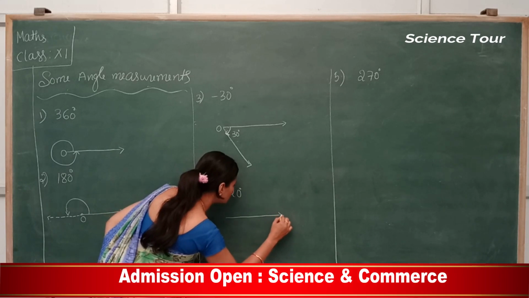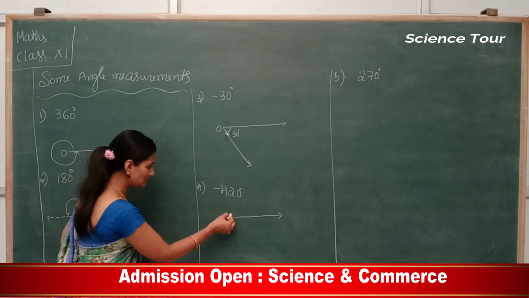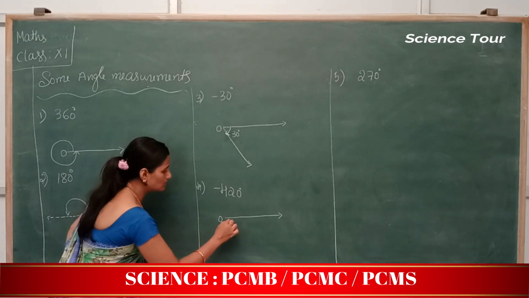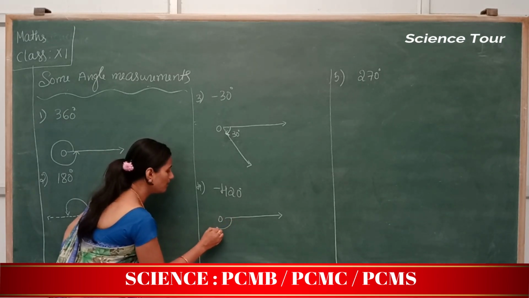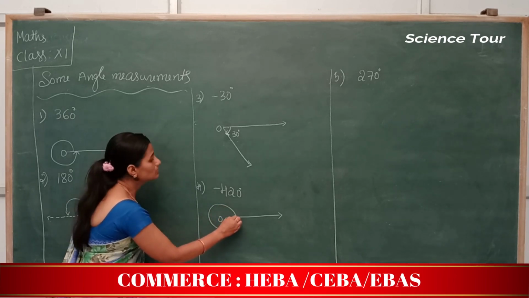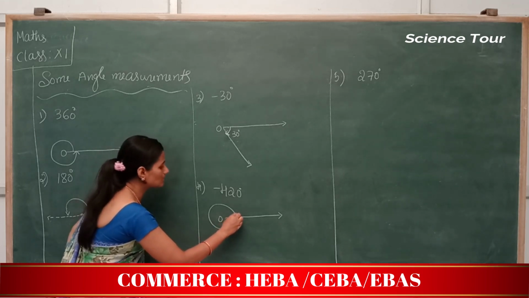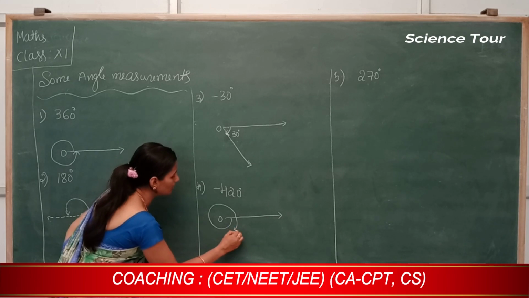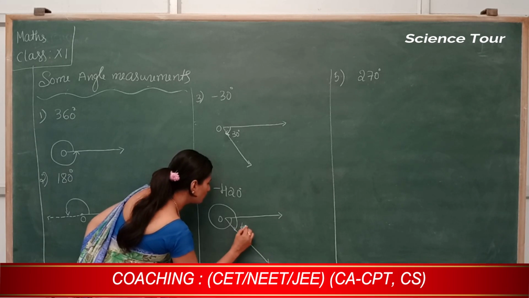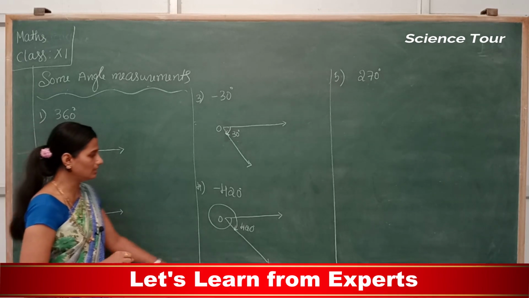So how to draw this one? This is a minus angle. So this point is O. Now how to start your rotation? Is it in this way, clockwise or anti-clockwise direction? This is clockwise direction. So clockwise direction means it is still here. It is 360 degree, one full circle. So plus 420. So 360 plus how much is 420? It is 60. So again maybe till here. So this is your 420 degree angle.